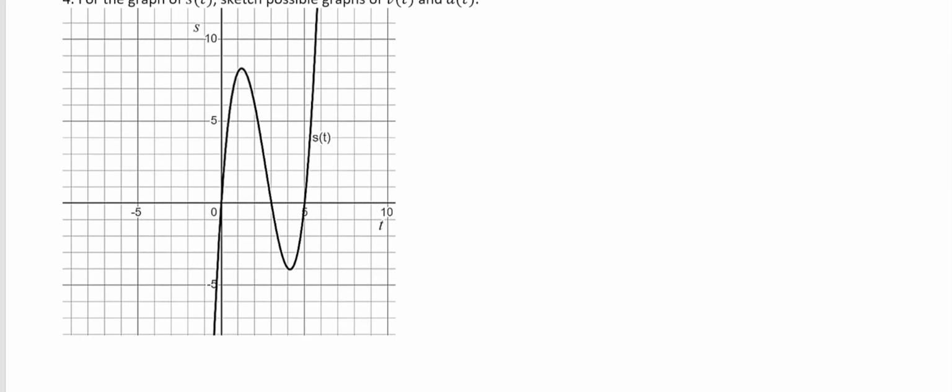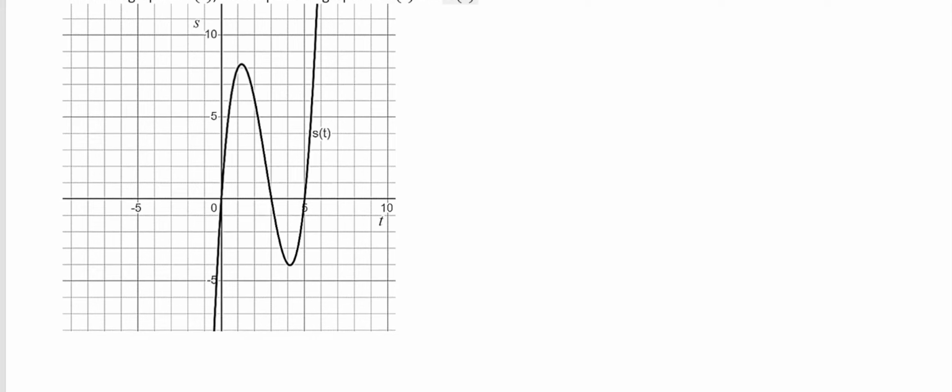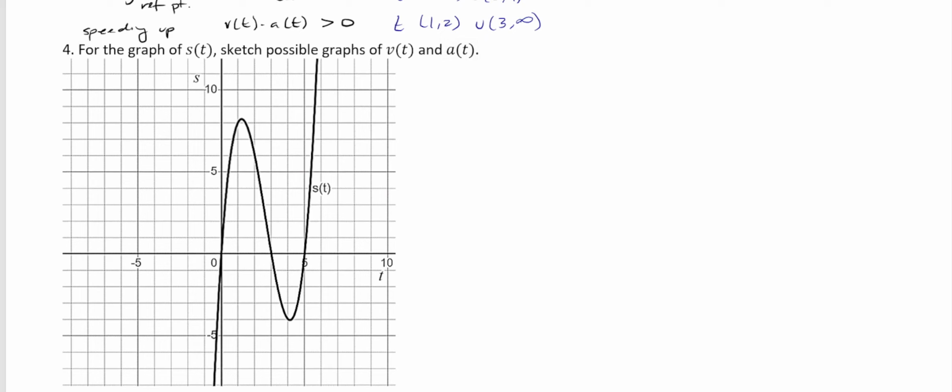Okay, and the last thing we have is a graph of s(t), and we have to sketch graphs of v(t) and a(t). So the first thing that I want to do is sketch a graph of v(t). And v(t) looks like this. So v(t) is simply the first derivative of s(t). So v(t) is just the slope of the s(t) function.